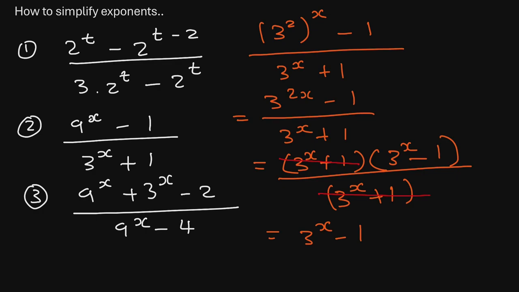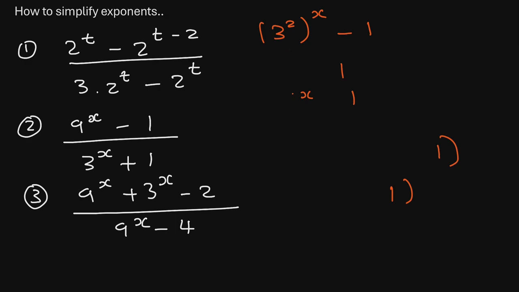So now let's go and do the third problem. On the third problem, we just have 9 to the power of x plus 3 to the power of x minus 2, and then at the bottom, we have 9 to the power of x minus 4. The first thing is to expand or write everything as a base of a prime number if we can. So 9 can be written as a base of 3. So this is going to be 3 to the power of 2, all to the power of x. Then we have what?